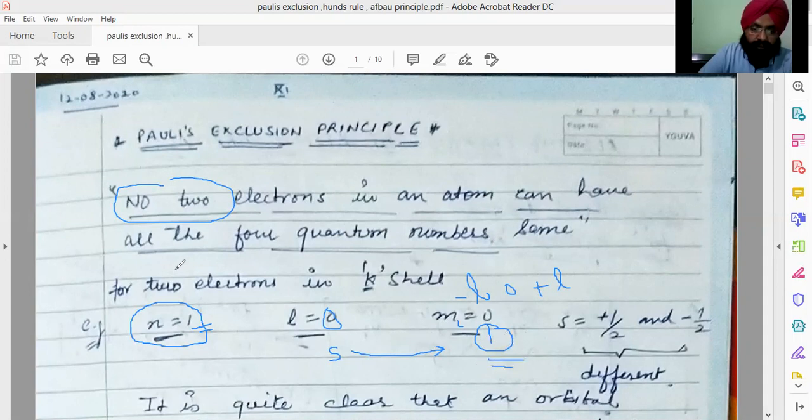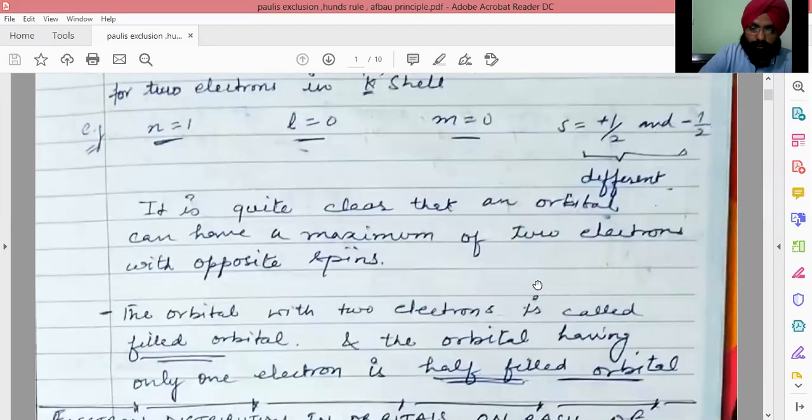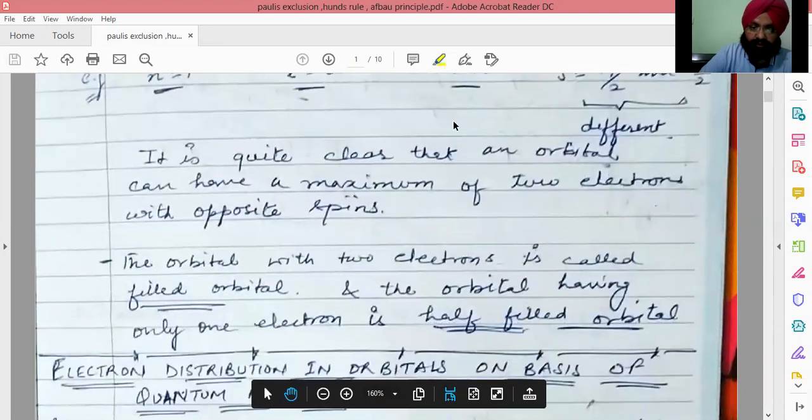So this one orbital can have two electrons. Those two electrons can have the same value of n, that is 1, the same value of L, that is S, the same value of ML, that is 0, but these two electrons cannot have the same value of S, the spin quantum number. The one should be plus half and the other should have minus half. So from here it is clear that an orbital can have two electrons and they must have opposite spins, right?